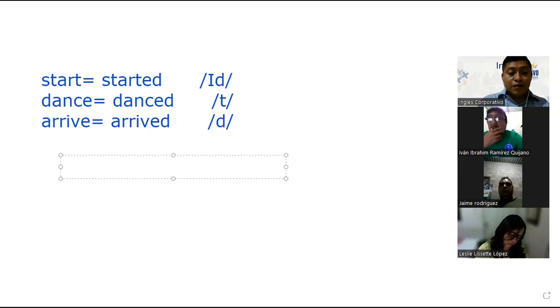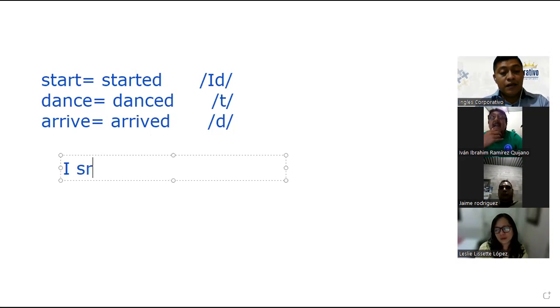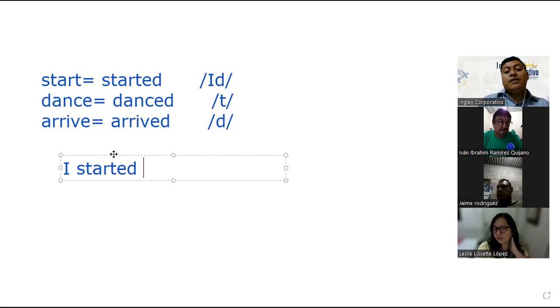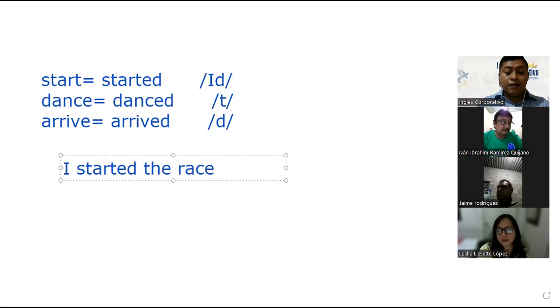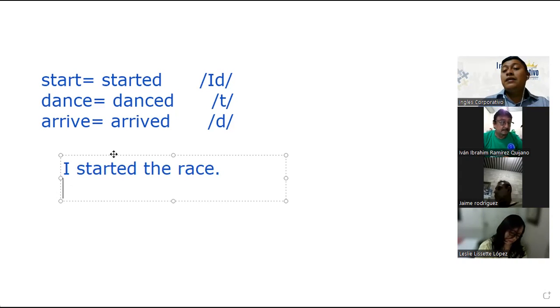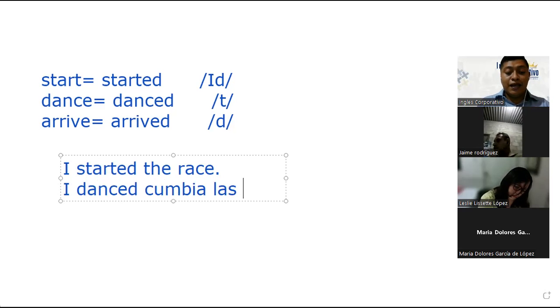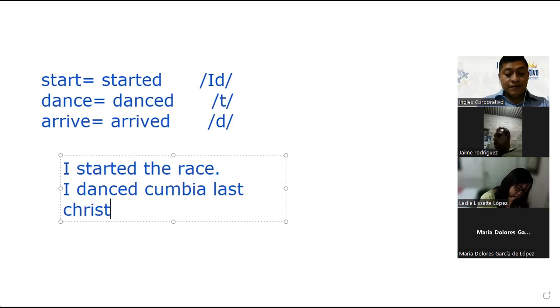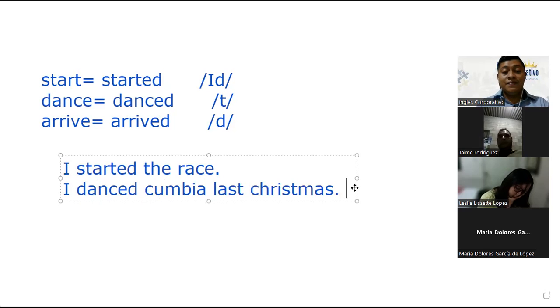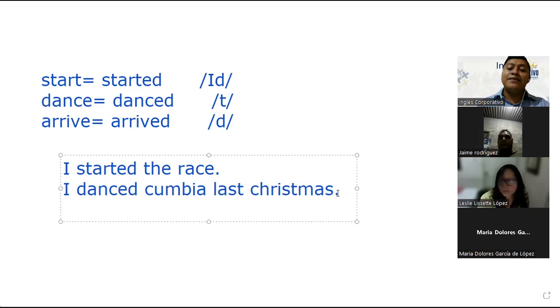Ok, now let's see this. Vamos a hacer una oración. I started. Ya tengo una oración en pasado. Yo comencé. Si quiero agregar un complemento, I started the race. La carrera, muy bien. I danced cumbia. I danced cumbia last Christmas. Okay, what is the meaning of this sentence? I danced cumbia last Christmas.